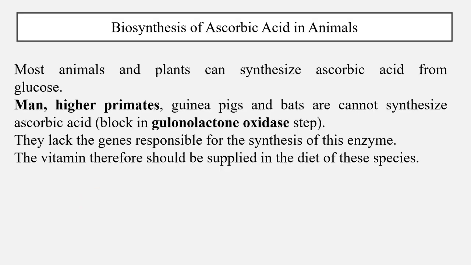So how is vitamin C synthesized in our body? Most animals and plants can synthesize ascorbic acid from glucose. But man and higher animals like primates, guinea pigs and bats cannot synthesize vitamin C because one enzyme, that is gulonolactone oxidase, is absent in these higher animals.